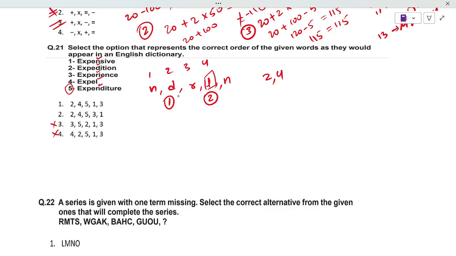Next one, N is already there, and D as well. That means this will come first or no? 3. So 2, 4, 5. This is the wrong one. The first letter is the same N, but the next letter is D. That means D will come first, then the other. So that belongs to N or no? Right. So I believe you get this one.